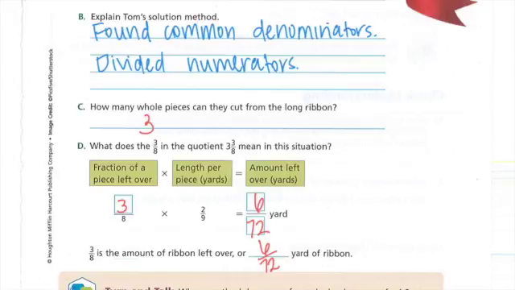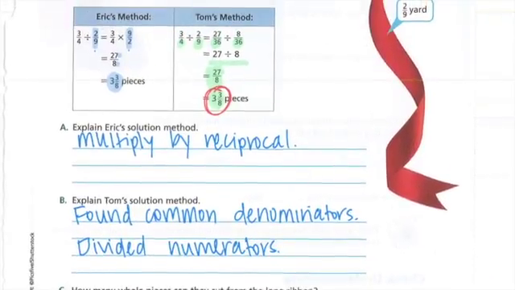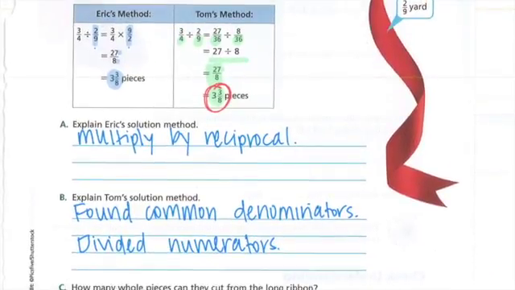I want you to decide which method you prefer. So that turn and talk says, whose method do you prefer and why do you prefer it? I want you to decide for yourself, but I will say that I prefer Eric's method, probably because that's what my teachers taught me, but I just think it's easier to find the reciprocal of the second fraction and then just multiply. Again, it's just personal preference, and you can decide what you would like to do.